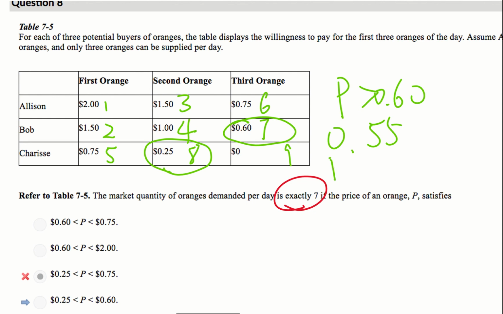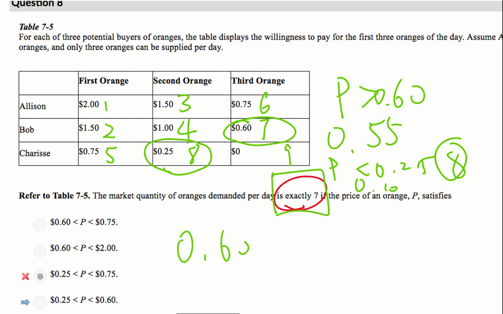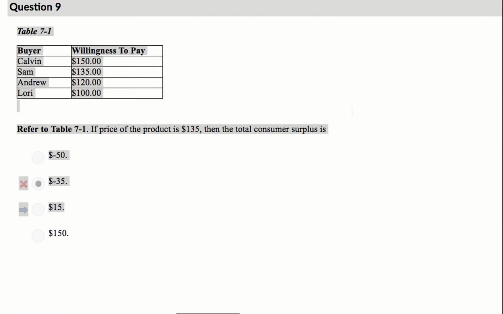But if it's too low, when the price goes below 25 cents, let's say the price is only 10 cents for each orange, then we're going to overconsume. That means Cherise will buy her second orange. We're going to have a total of 8 oranges in the market, but we're looking for 7, right? So the price has to be between 60 cents and 25 cents. So the answer is going to be the last one, D. Okay. All right. Last question.